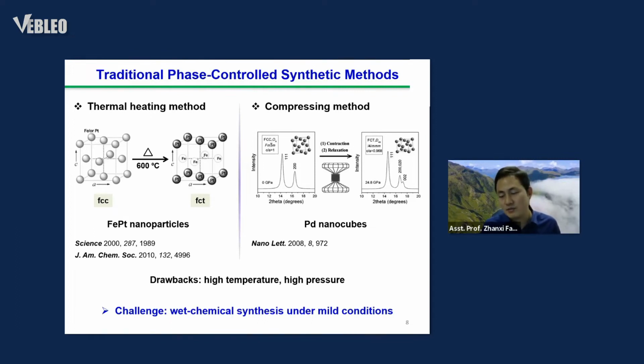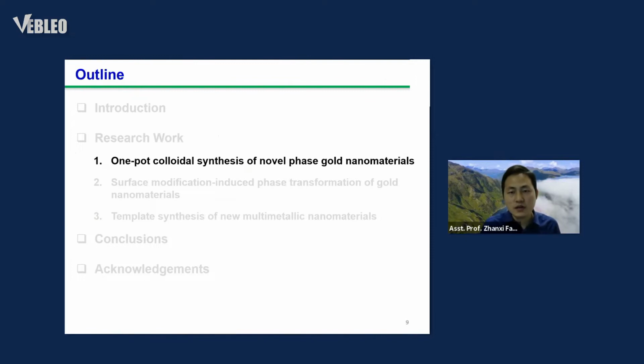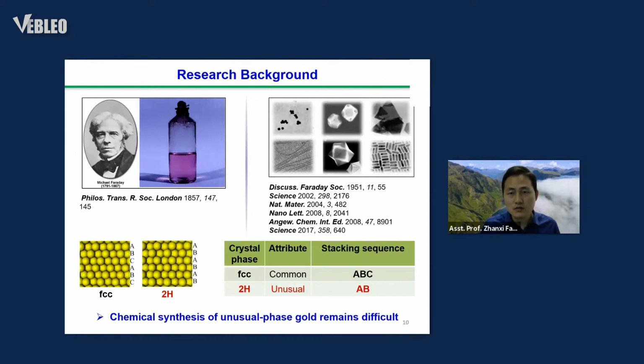For example, the wet chemical synthesis, but currently, frankly, it is still quite a challenge. So in the following, I will talk about our research efforts toward this research goal. First, I will talk about the one-pot synthesis of gold nanomaterials with an unusual phase.